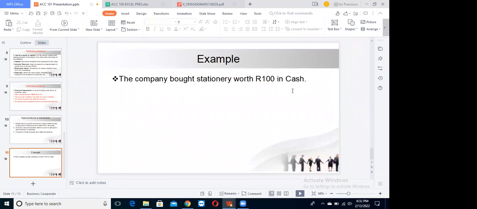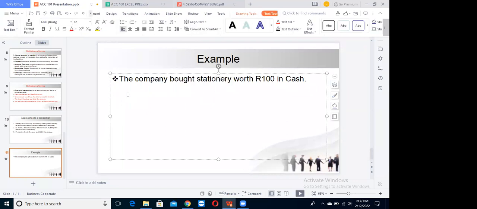So what is the first thing that we do? We identify the two accounts involved. How do we identify? We trace the movement of cash or the movement of goods. What is the business doing? The business is buying stationery using cash. So the money is coming from where? From the cash account of the business. Obviously, if we are going to buy as a business, we are taking it from the cash account or the bank account of the business. But in this particular instance, we have been told that we utilized cash.